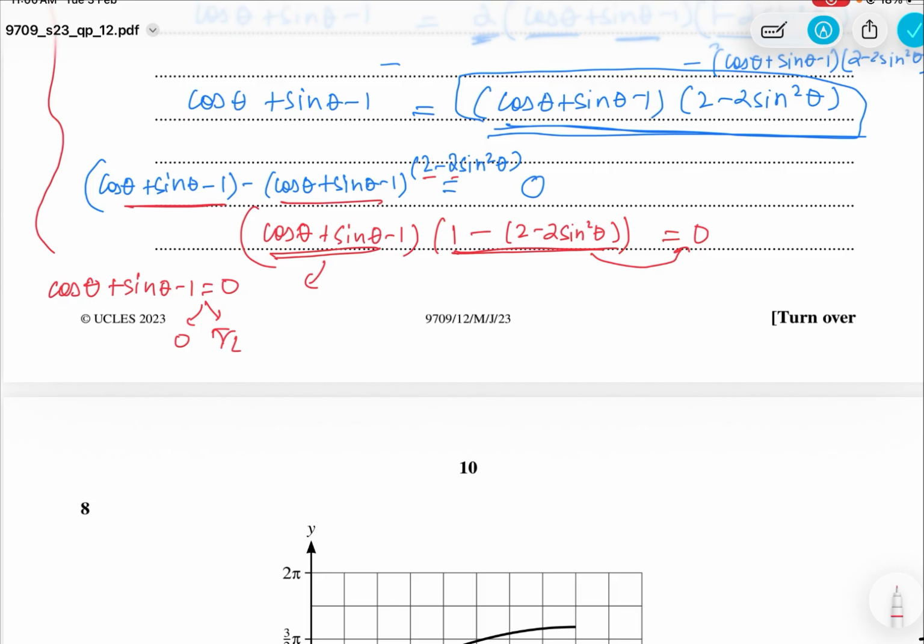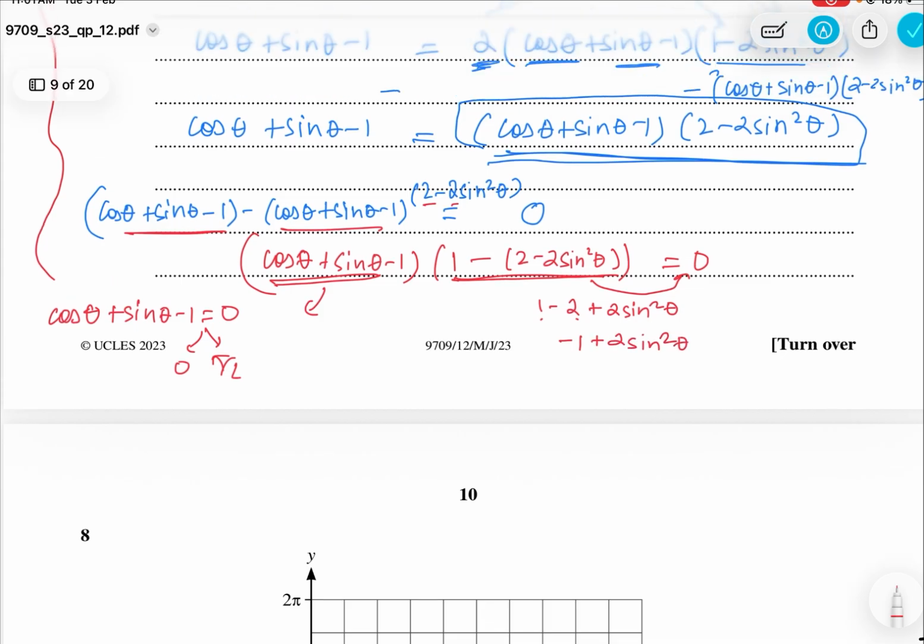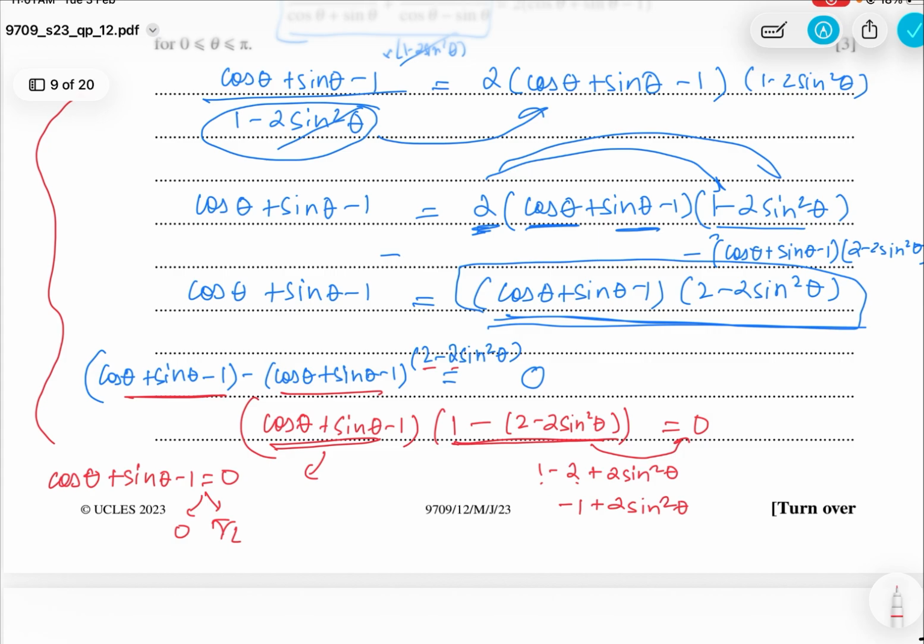Alright, so this will become 1 minus 2 plus 2 sine square theta. Agreed, learners, or not? Yes or no? This will become like this or not? So it would be minus 1, and 1 minus 2 is minus 1 plus 2 sine square theta. Have you done some mistake? Yes, there's a mistake. See, 2 times 2 is 4.